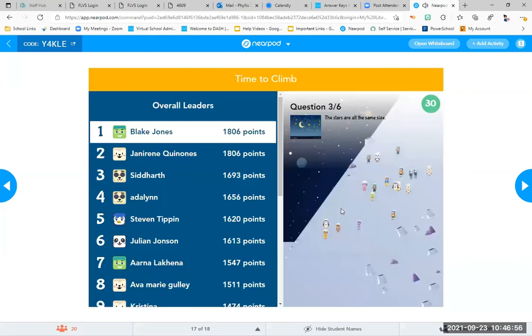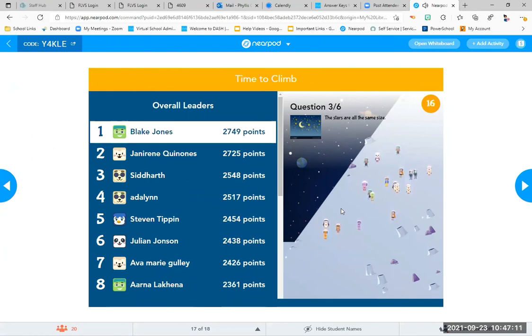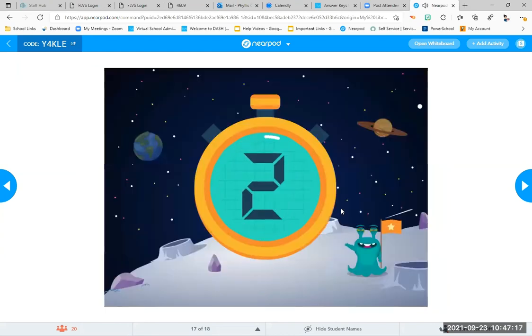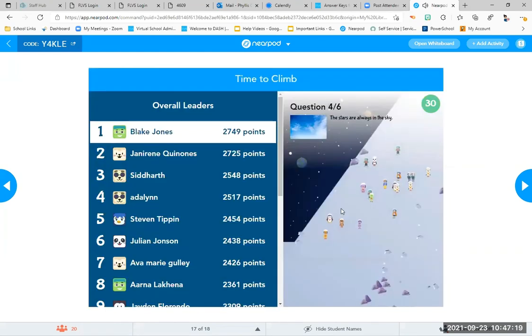Number 3. The stars are all the same size. True or false? Just like people. Are we all the same size? Good work. Awesome.